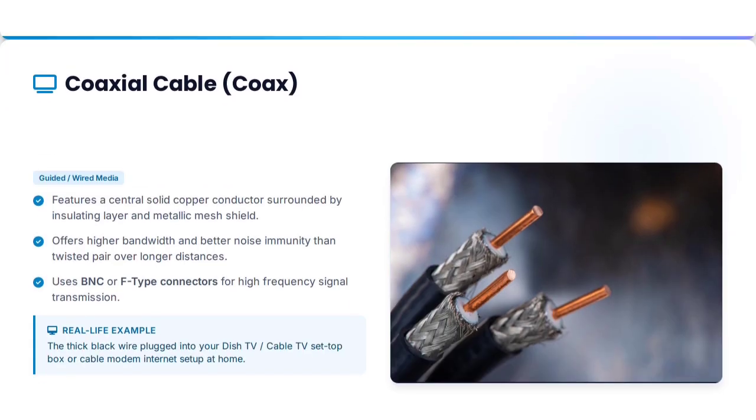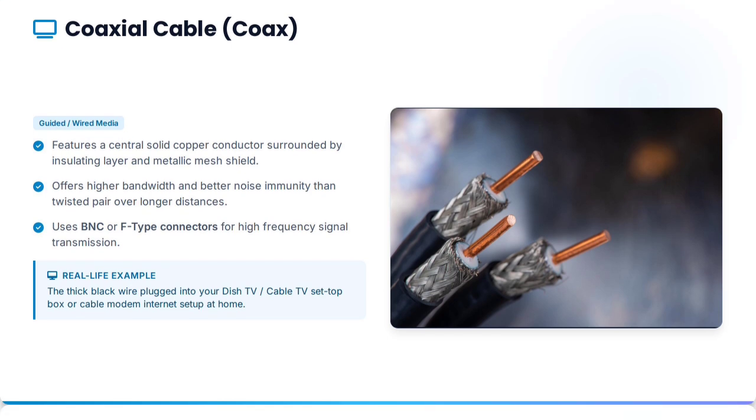Next, the coaxial cable. A coaxial cable has an insulated layer, a metal shield and an outer jacket. It carries higher frequency signals than a twisted pair. Okay, a real life example is the thick black or white cable connecting our TV and set-top box. Okay, then the optical fiber cable.